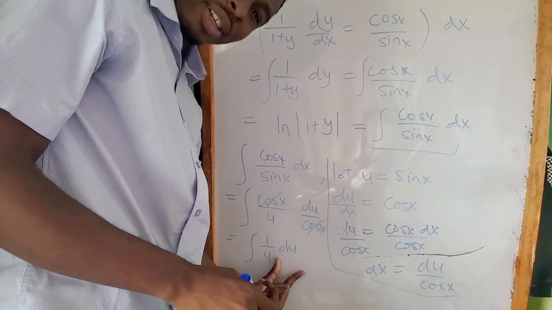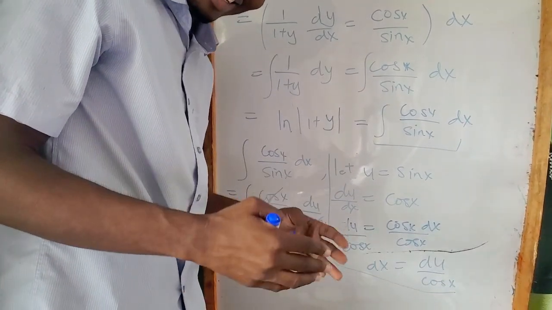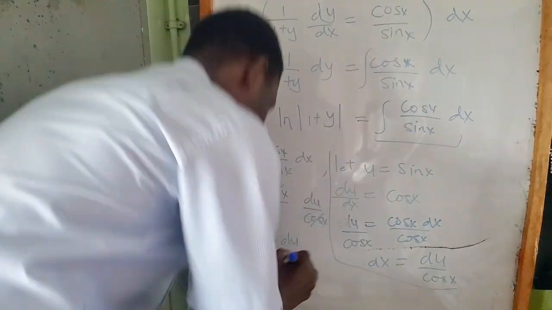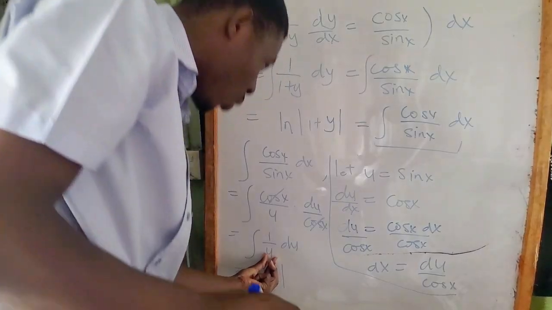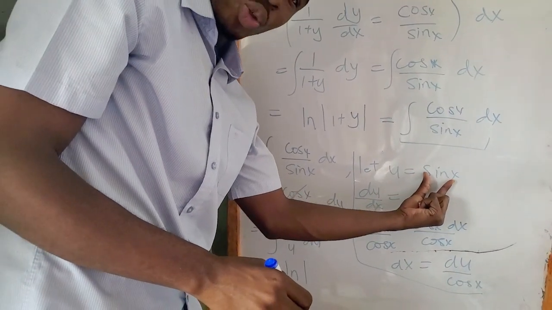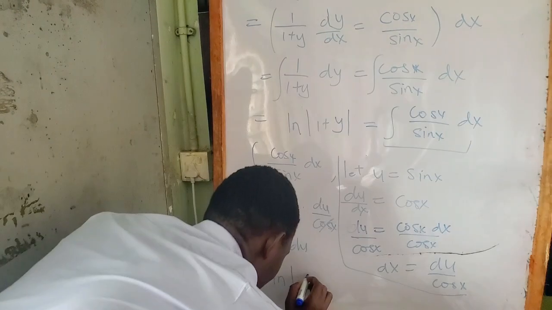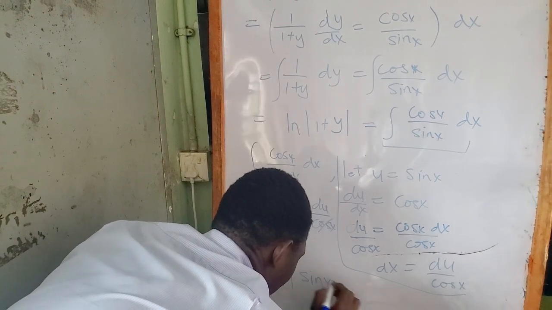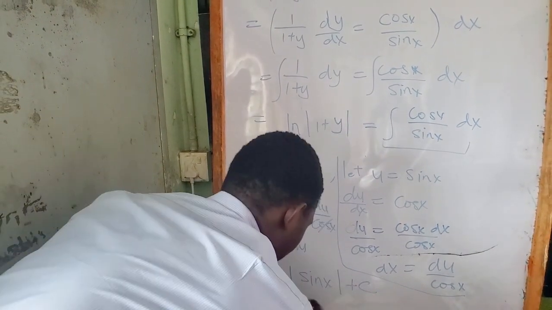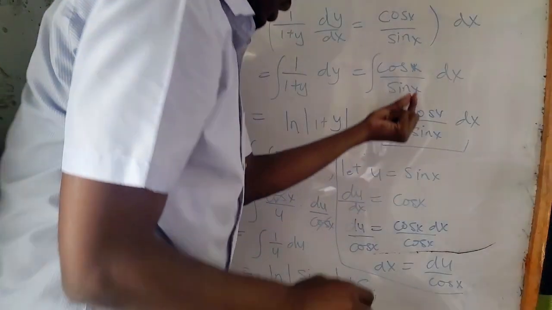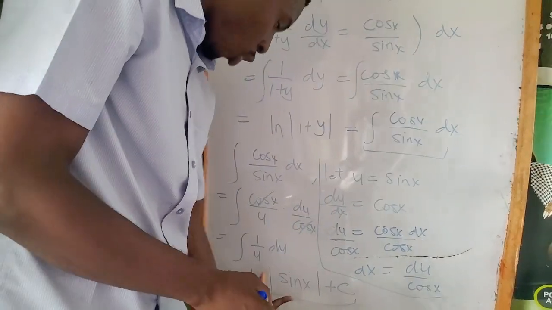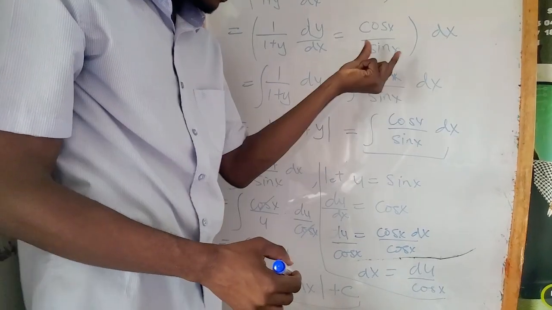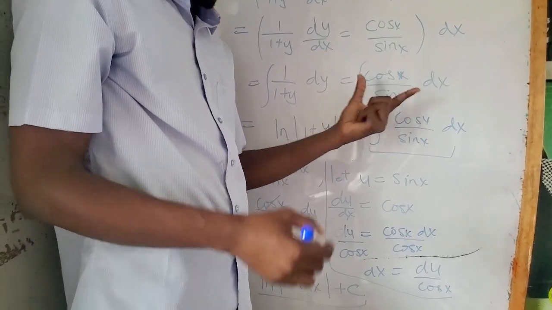What do we know about this integral? It will give us ln of u plus c. So this is equal to ln of u. But what is u? u is equal to sine x. So this is ln of sine x plus c. And this is the integral. We've solved this integral. So all we need to do is to replace this with the right hand side.